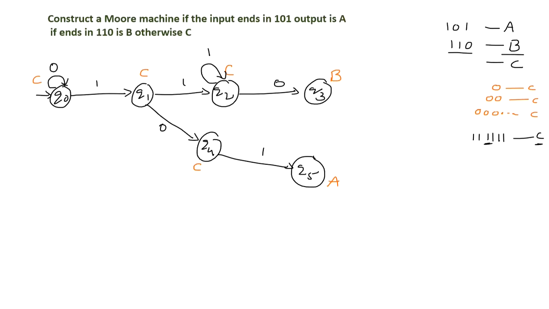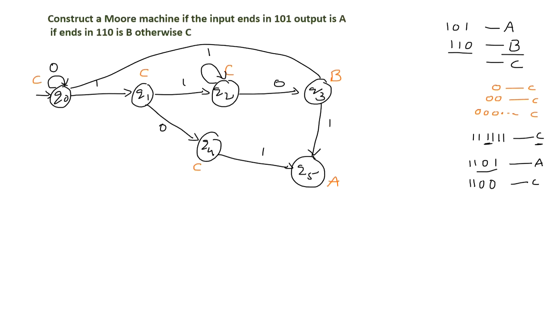So now we will design Q3 on 1. If it is standing in Q3, it means 1, 1, 0 is already seen. If on that, 1 is seen, it is ending with 101, so the output should be A. So it has to be connected to Q5 with 1. Q3 on 0, that means 110 is already seen. If one more 0 is seen, the output should be C and it has to go back to the starting state. So Q3 on 0 moves to the state Q0 with the input symbol 0.